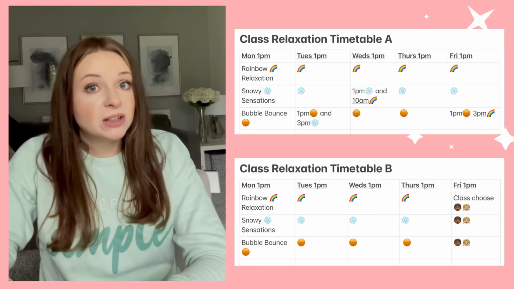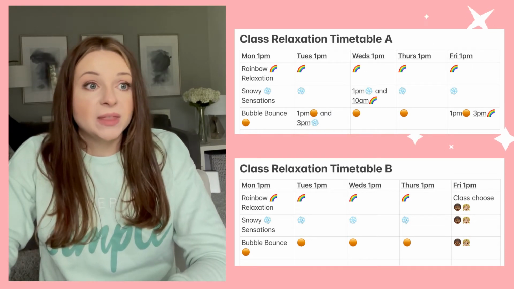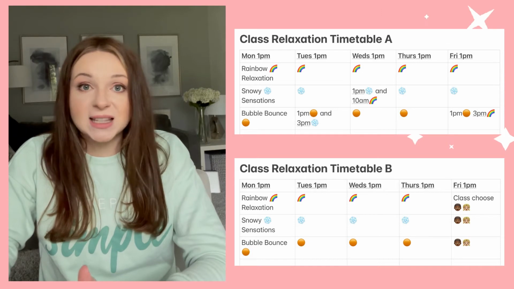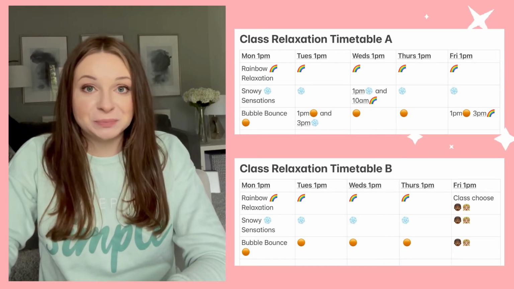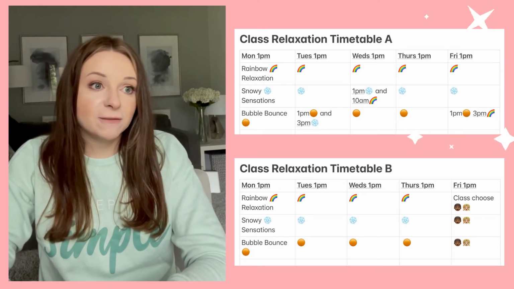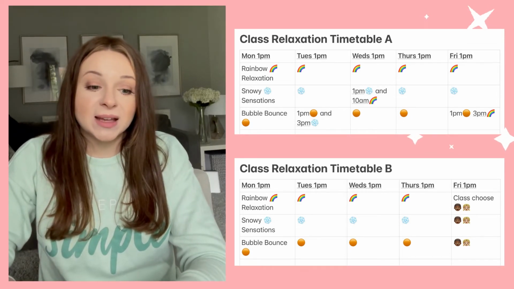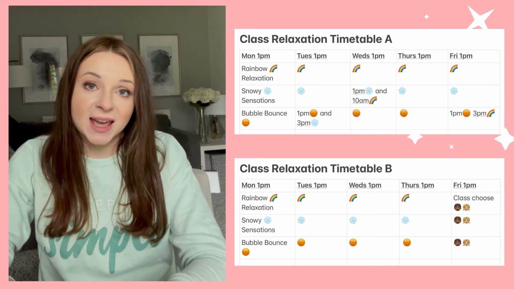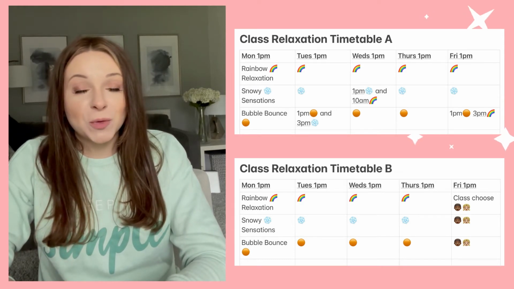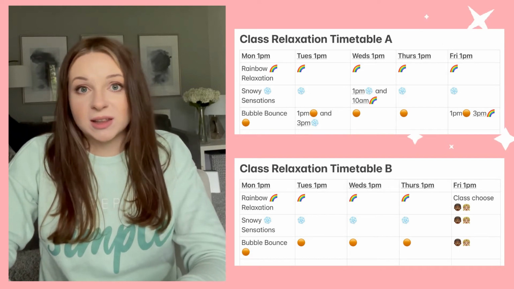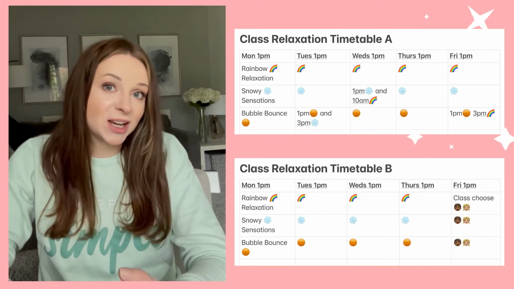If you find that you really don't have time, you really push for time, then maybe how about on your Friday sessions? Friday is the day that the children can choose which one you do. So then week 4, you might choose Bubble Bounce, so you'll watch Bubble Bounce and learn that skill on Monday, Tuesday, Wednesday, Thursday. And then on Friday, the children can vote which one they want to do based on the ones that they've already done. So they could choose Bubble Bounce again, rainbow relaxation, snowy sensations.